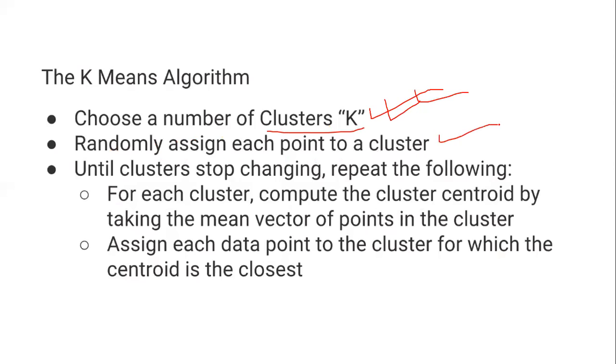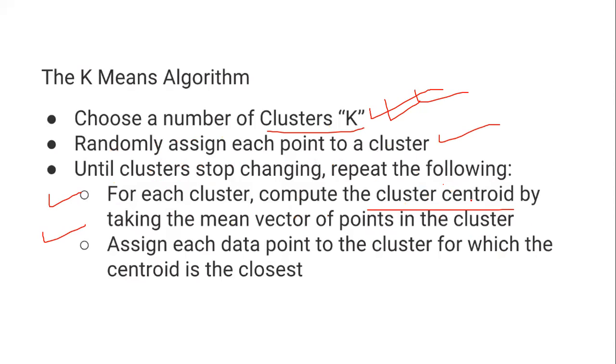So we'll start by assuming all the points belong to any one of the clusters randomly. And next, these are the two most important steps. Until clusters stop changing, repeat the following: for each cluster, compute the cluster centroid by taking the mean vector of points in the cluster.